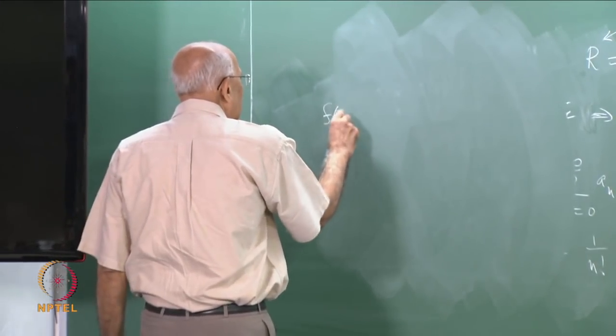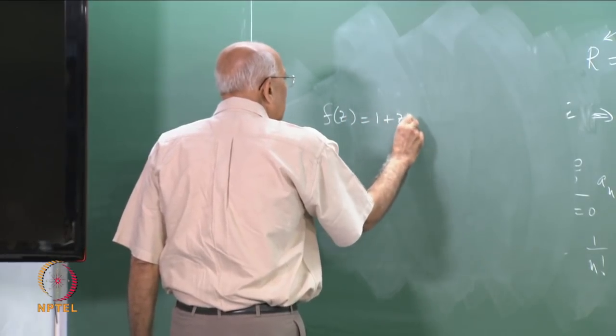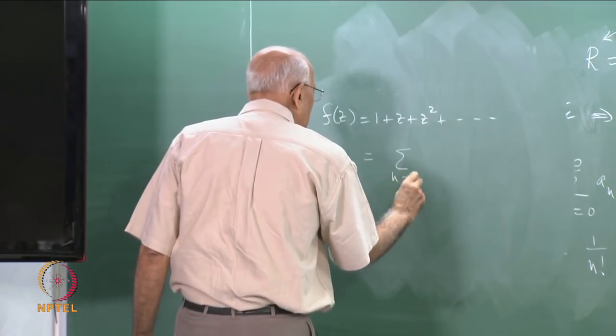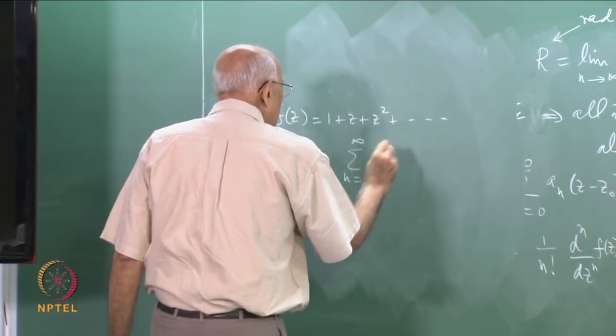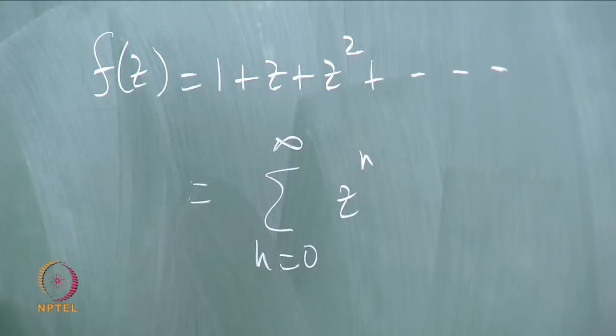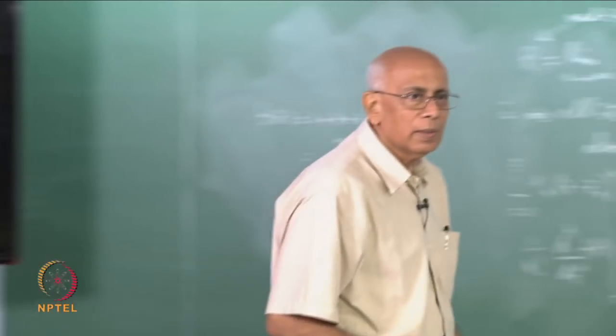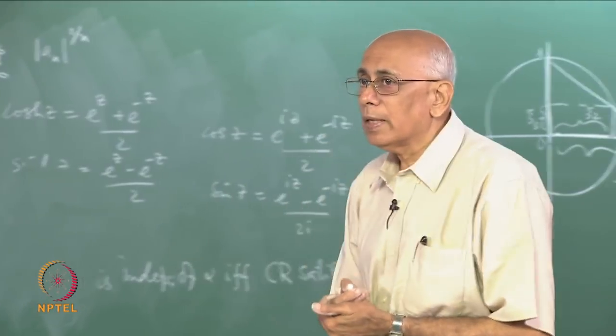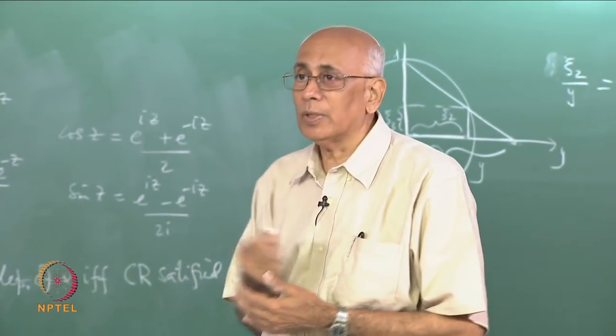f of z equal to 1 plus z squared, summation n equal to 0 to infinity z to the power n. What about this series? Is this an entire function? It is not a polynomial, by the way, it is an infinite series. Does this represent an entire function? Where does this series converge?